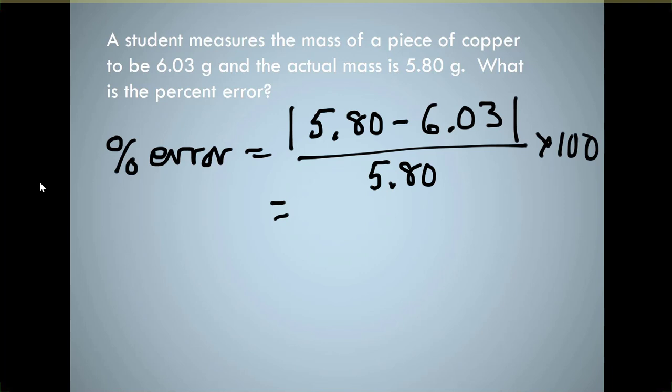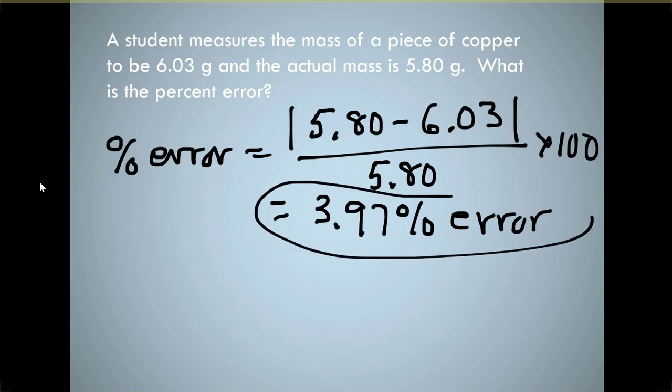So plugging this into the calculator, we get 5.8 minus 6.03, divided by 5.8, and ignore the negative, times 100, and I get 3.97% error, which is pretty good. In chemistry, if we can get below 5% error, that's pretty good. I would be happy with that. So obviously as close to 0% error is the best.